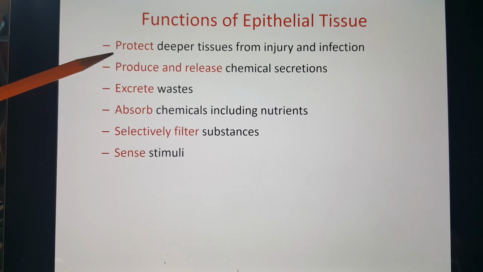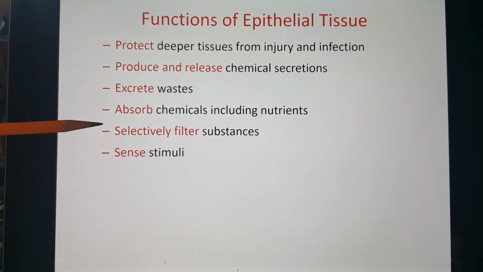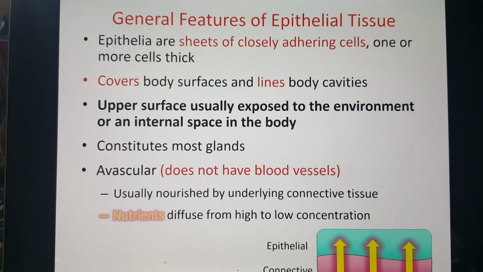Because they are the ones exposed to the outside environment, they can make different secretions, for example, sweat, and excrete waste out of the body. They can absorb different chemicals, including nutrients, for example, the epithelial tissue in your small intestines. They can filter, so kind of guard what's coming in and out of our body, and then also send stimuli. For example, the epithelial tissue of your skin has sensory receptors.